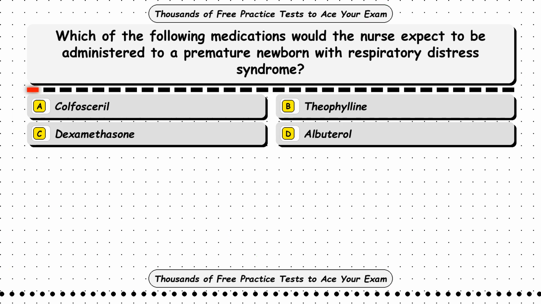Question 65. Which of the following medications would the nurse expect to be administered to a premature newborn with respiratory distress syndrome? Option A. Calphoscarol. Option B. Theophylline. Option C. Dexamethasone. Option D. Albuterol.